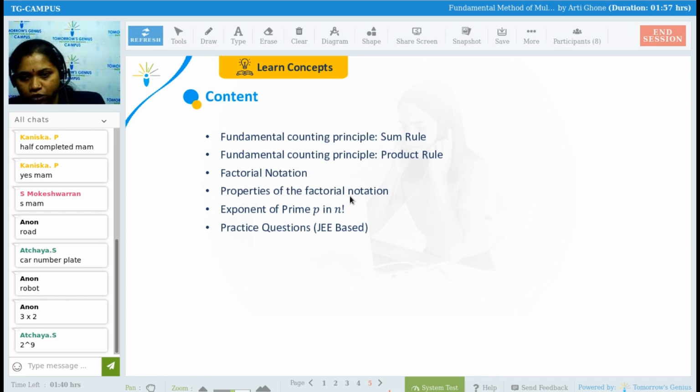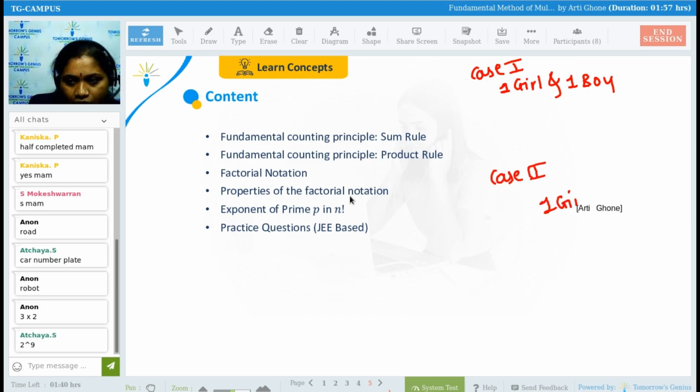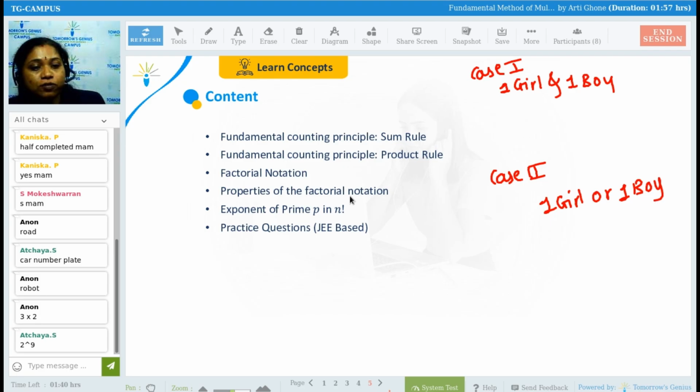Now I'm just giving two scenarios over here. I want to select one girl and one boy as monitor. This is my case 1. And my case 2 is I want to select either one girl or one boy as monitor. Got it? This is a simple concept of sets also. When we have the case of and, or both, where and is used, that is a different case, and or is a different case. Okay. Now what will be the answer?